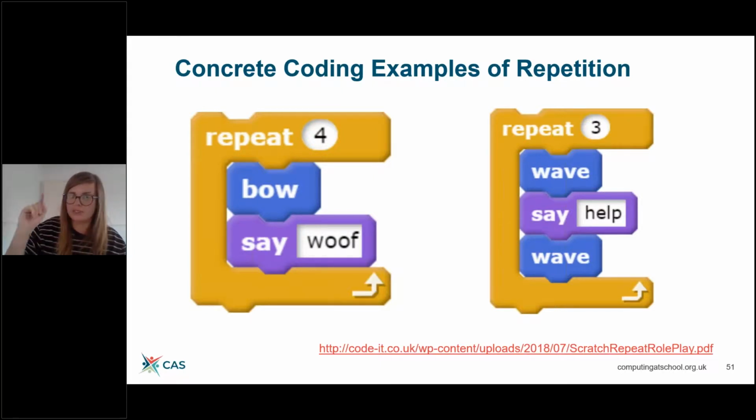The repeat block is exactly the same as what they'll find on Scratch. They get exposed to, okay, it's orange, it says repeat, I put the number in, that changes it. It's just a really nice concrete step before you put them on the abstract.